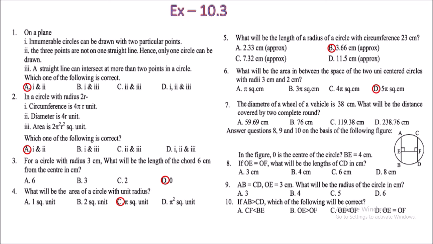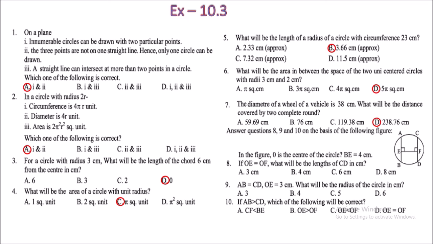Okay, the diameter of a wheel of a vehicle is 38 centimeter. What is the distance covered by two complete rounds? So here diameter is 38, so radius will be 19 centimeter. 2 pi r is the circumference covered by one rotation, equal to the length of the circumference. That means by two rotations, you will get 2 into 2 pi r. That means if you use r equal to 19 centimeter, you will get 238.76 centimeter.